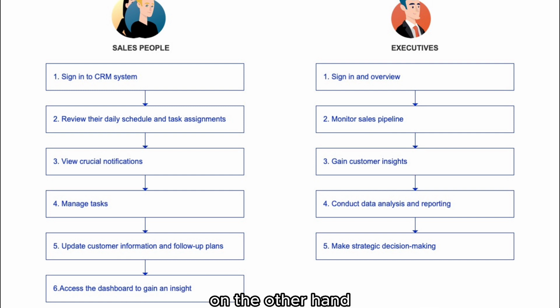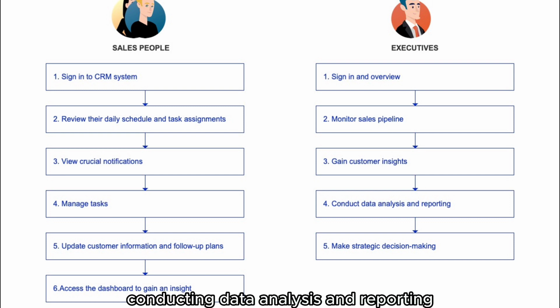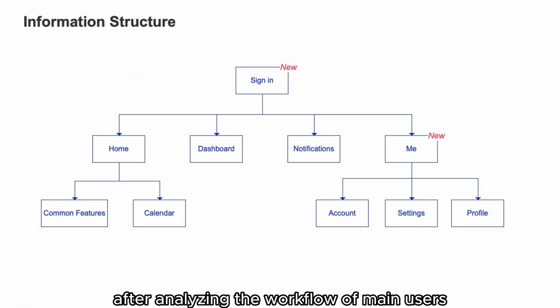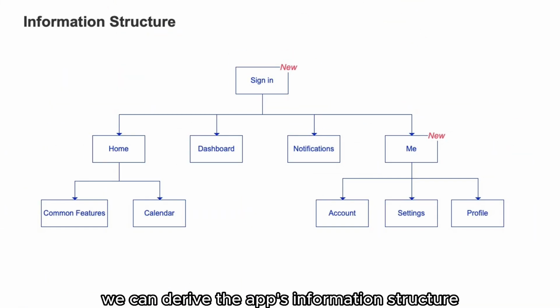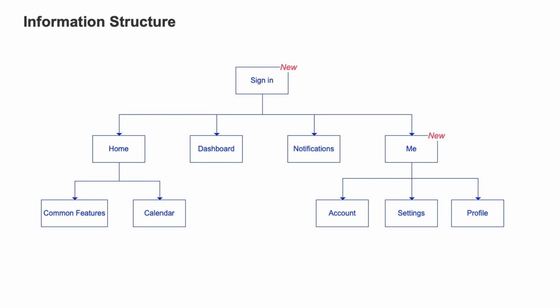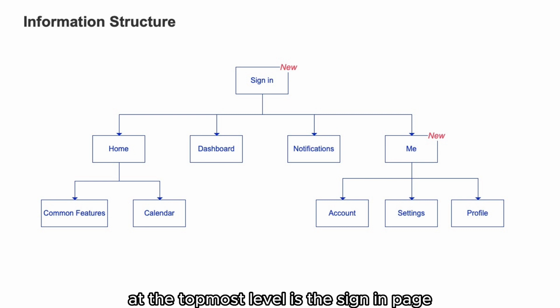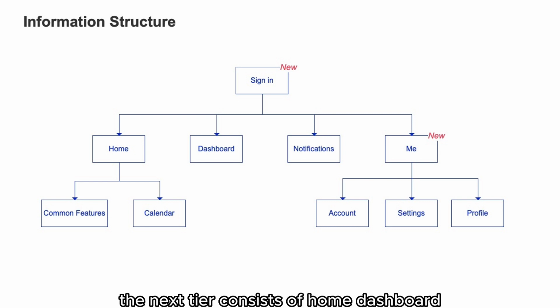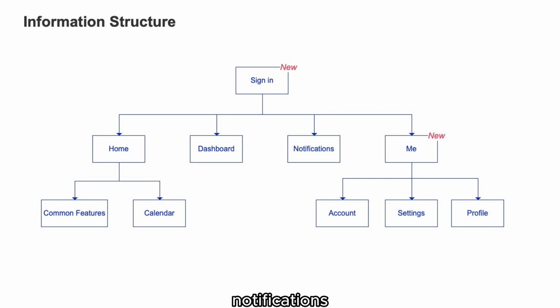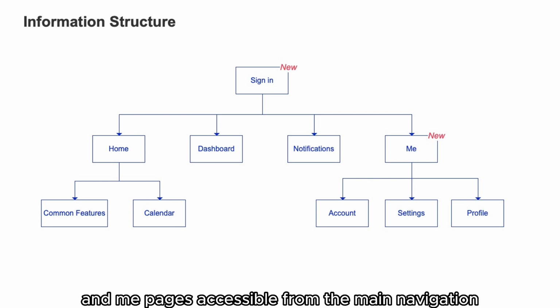On the other hand, executives follow a different workflow: signing in and getting an overview, monitoring the sales pipeline, gaining customer insights, conducting data analysis and reporting, and making strategic decisions. After analyzing the workflow of main users, we can derive the app's information structure. At the topmost level is the sign-in page. The next tier consists of Home, Dashboard, Notifications, and Me pages, accessible from the main navigation.